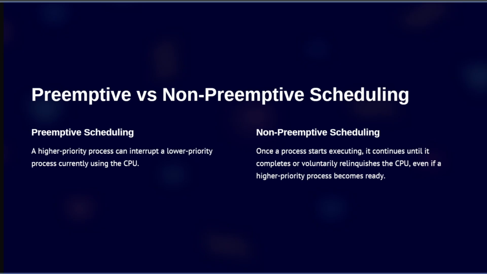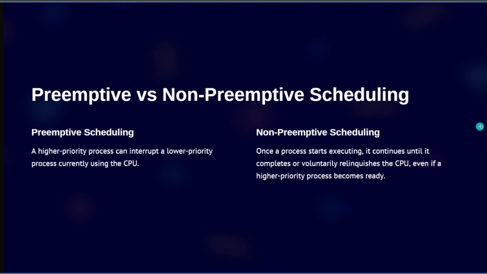Today I will discuss preemptive and non-preemptive scheduling in simple terms. First, preemptive scheduling. Imagine you are doing a task, but your teacher suddenly asks you to stop and do something more urgent. That's how preemptive scheduling works. A higher priority process can interrupt a lower priority one. This method ensures important tasks get done quickly.